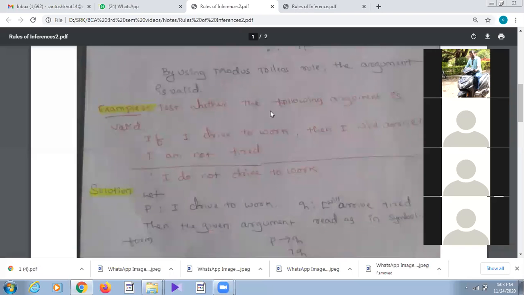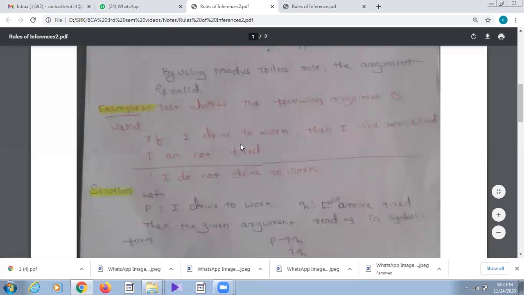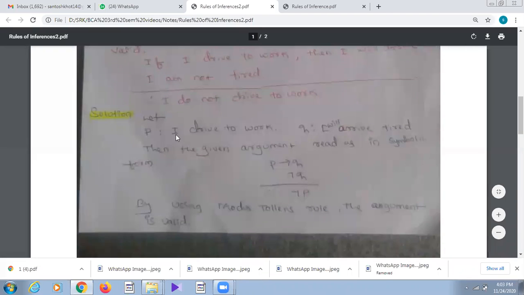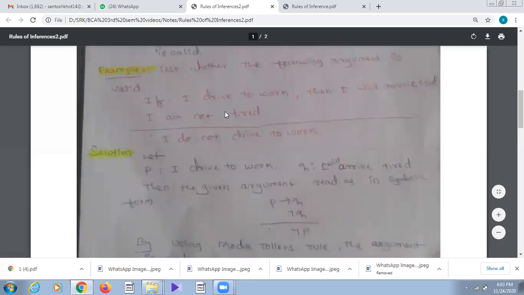See here, test whether the following argument is valid. Here the argument given is: if I drive to work, I will arrive tired. Next premise: I am not tired. And below that: I do not drive to work.